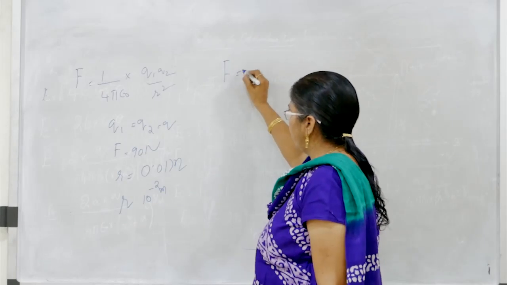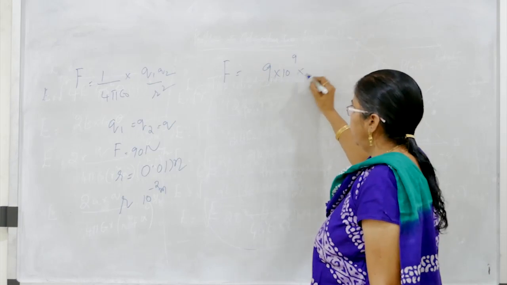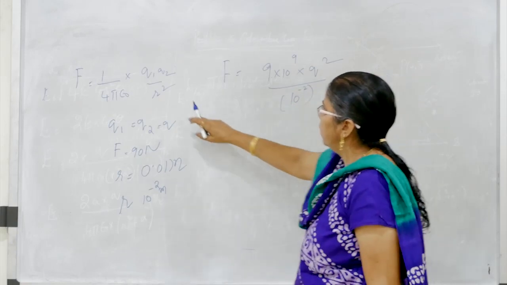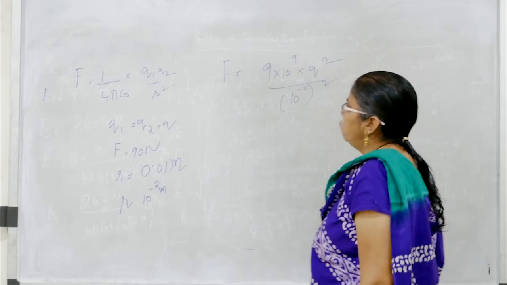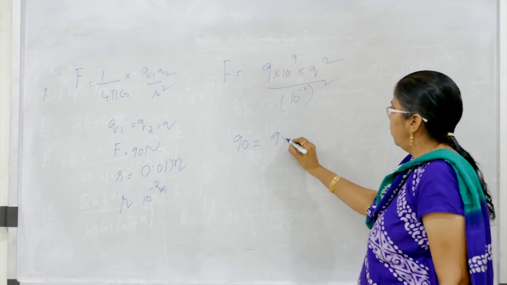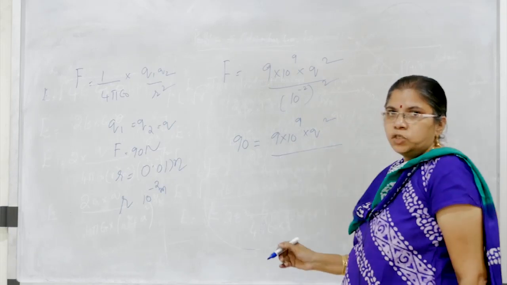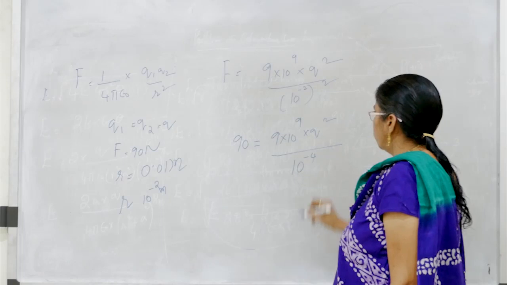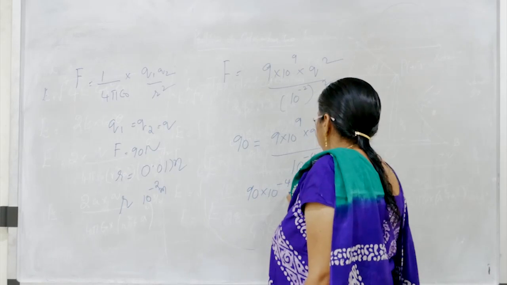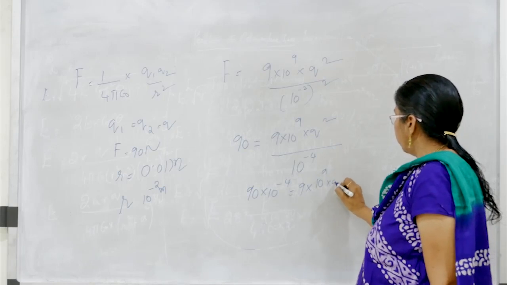F is equal to 1 by 4 pi epsilon naught, which is given by 9 into 10 power 9, into Q square by 10 power minus 2, so this becomes R square. So this is squared and the force is 90 newtons. So 90 is equal to 9 into 10 power 9 into Q square by 10 power minus 2 whole square, which means it becomes 10 power minus 4. So 90 into 10 power minus 4 is equal to 9 into 10 power 9 into Q square.